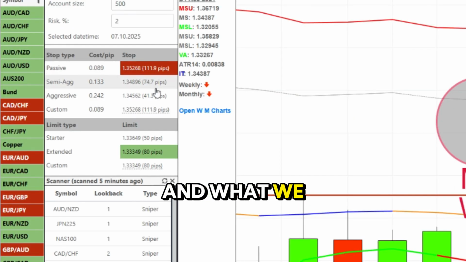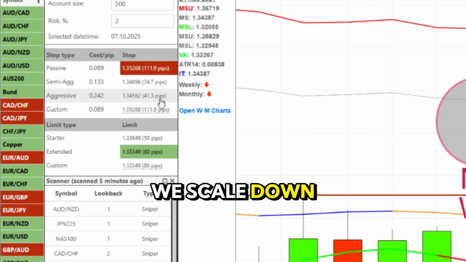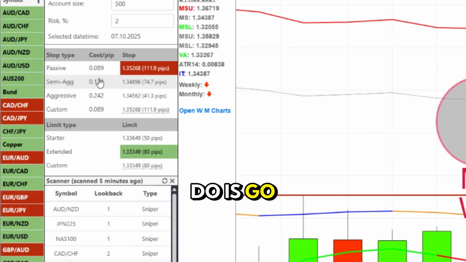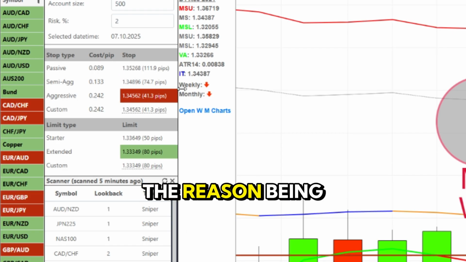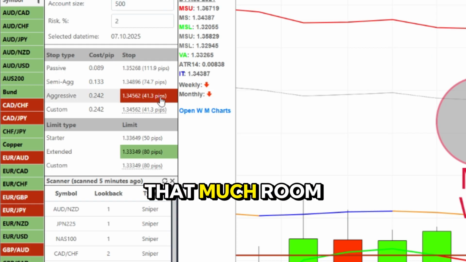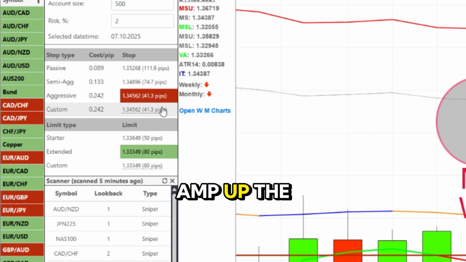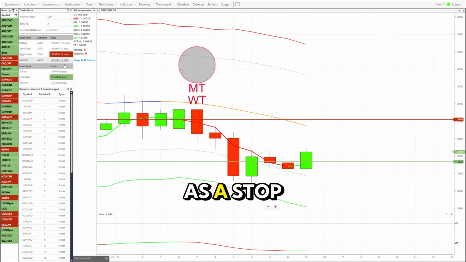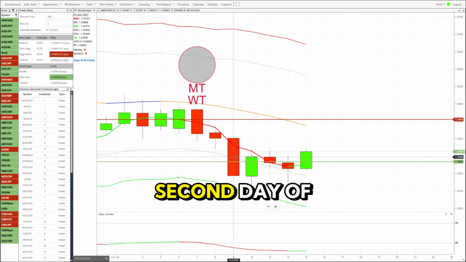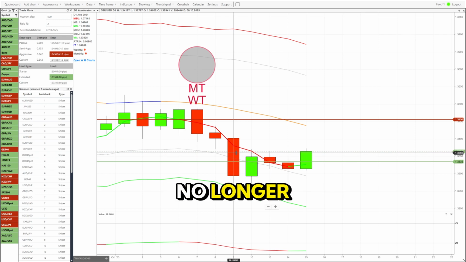And what we can do with this particular version of the strategy is we scale down our stop loss until we're at least a minimum of 40 pips. So what you'd be looking to do is go past the semi-aggressive to the aggressive stop at 41.3. The reason being simply you do not need to give the market that much room to breathe, and it's going to amp up the actual percent returns you'd see on your account. In this case, following the more advanced preset, it's 41.3 pips as a stop loss, 80 pips as an extended profit target, which gives us about a 4% return on this trade, which also actually occurs on the second day of trading, so it takes no longer to do so.